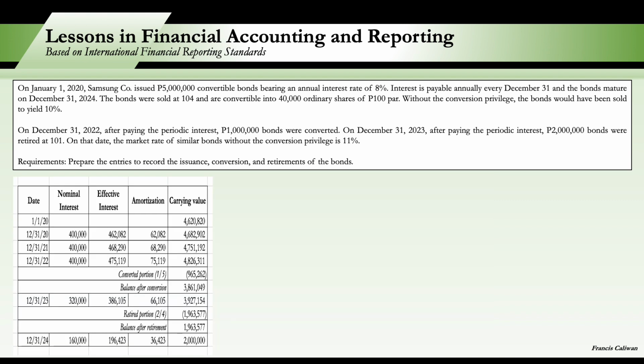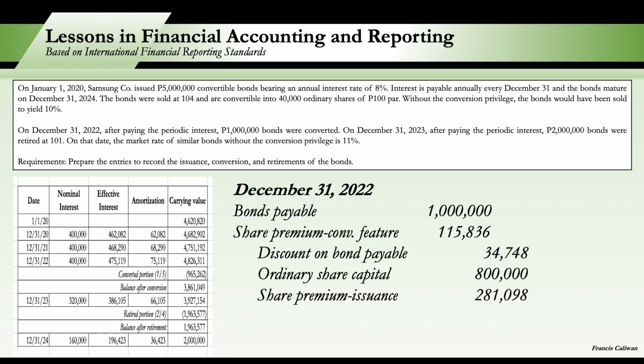So our entry on December 31, 2022 in the 1 million face value bonds with carrying value of 965,262 that were converted is debit to bonds payable for the face value of 1 million and credit to discount of 34,748, that is 1 million less 965,262. Then debit to share premium conversion feature, which is 115,836, that is 20% of the beginning balance. Why 20%? Because 1 million out of the total 5 million is 20%. And then credit to ordinary share capital for 800,000.